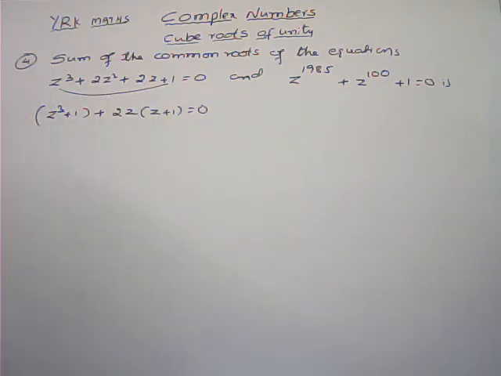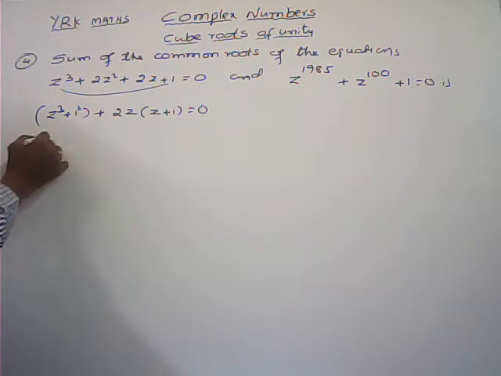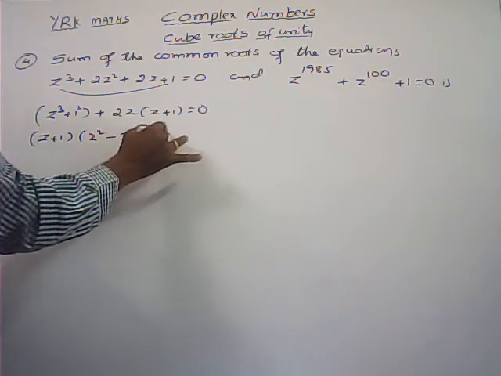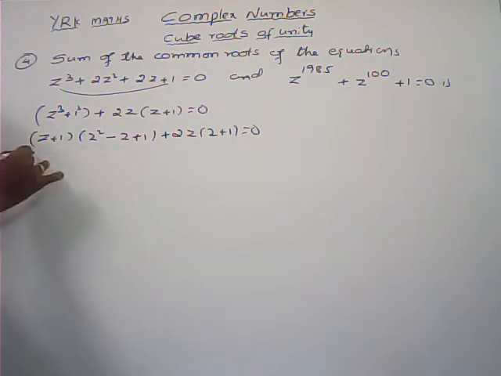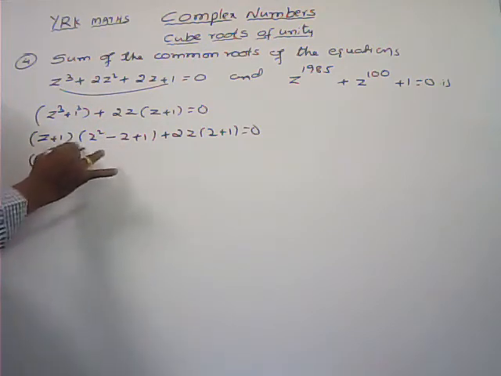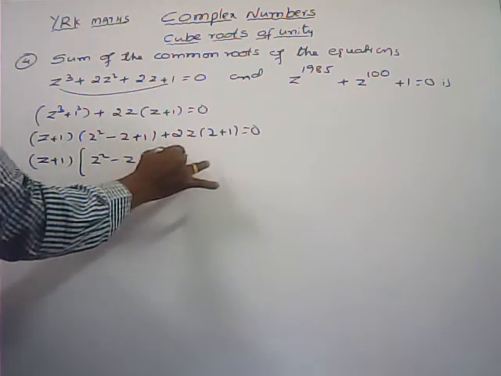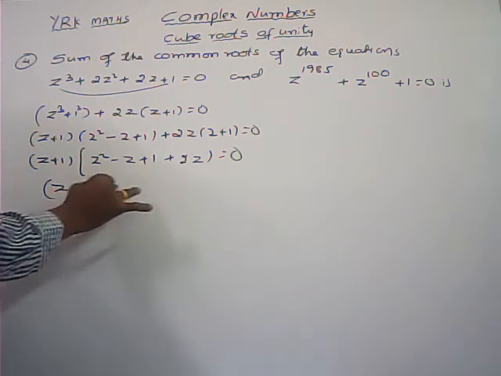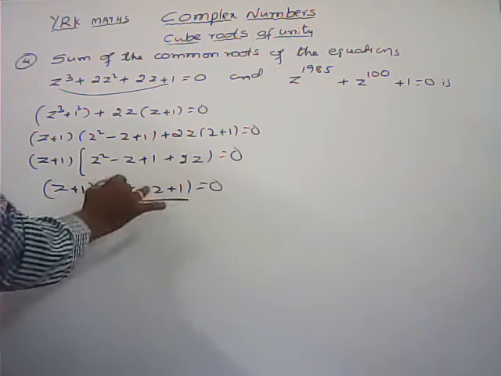This is the lowest degree equation. A cube plus b cube, 1 is nothing, 1 cube is nothing but 1 only. A cube plus b cube, a plus b into a square minus ab plus b square plus 2z into z plus 1, that is equal to 0. From these two terms, if I take z plus 1 as common, here z square minus z plus 1 plus 2z, that is equal to 0, z plus 1 into z square plus z plus 1, that is equal to 0. Starting cube roots of unity, we solved that one.